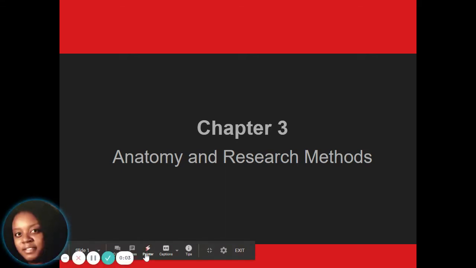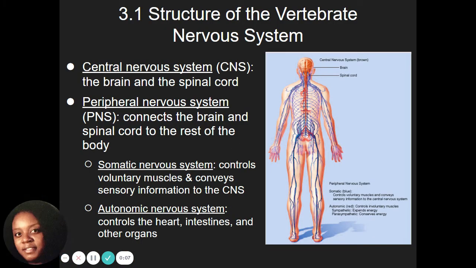So chapter 3 is called Anatomy and Research Methods. We're going to talk a lot about the body and the different parts of the body and what research has told us about how those parts function. First off, let's start with the central nervous system and the peripheral nervous system.